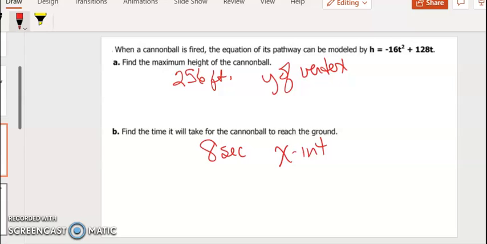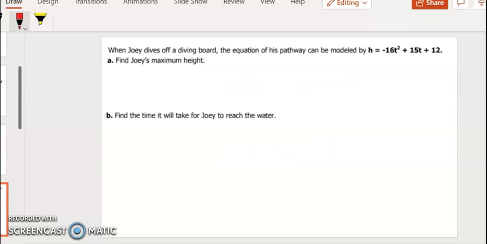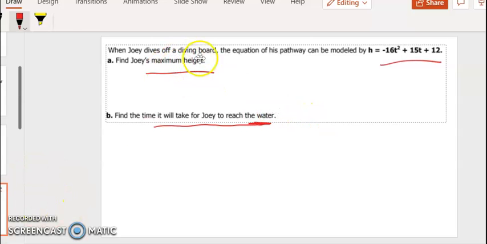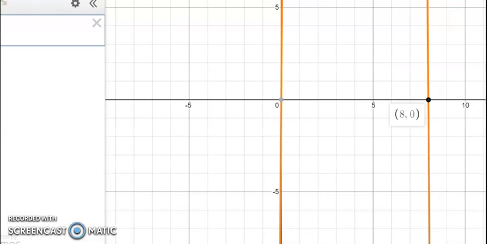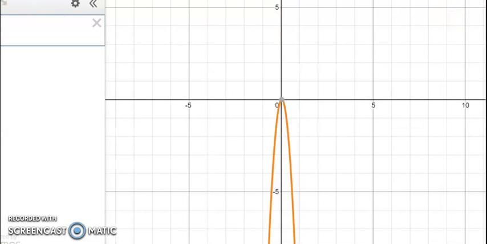So let's look at the next question. It says when Joey dives off a diving board, the equation of his path is this equation. We got that equation. What is the maximum height that Joey goes? And find the time it will take Joey to reach the water. The water would be the ground as well, so that's going to be your x-intercept. But the height is going to be the maximum. So let's see, how does our equation change? It changes to plus 15 plus 12. So we're going to change that.